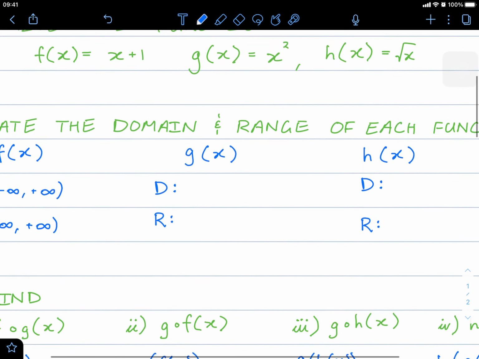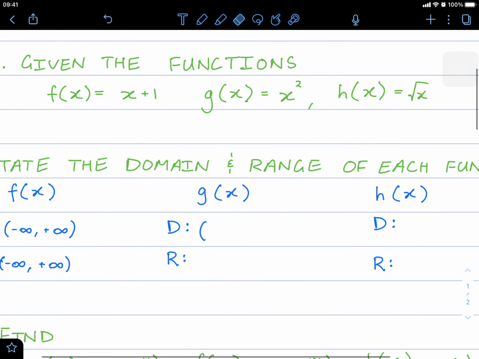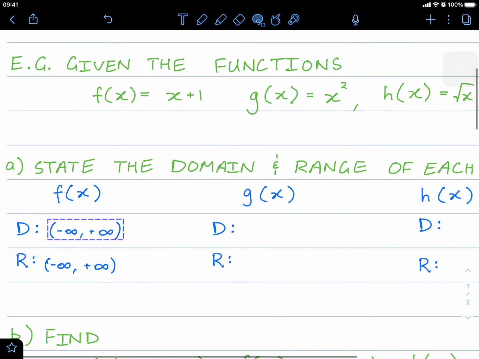As for g, same question applies. What value of x are we not allowed to put in? Well, for this, there's no restrictions on a parabola. So any value of x that we put in will give us a real value for y. So the domain for this is the same.